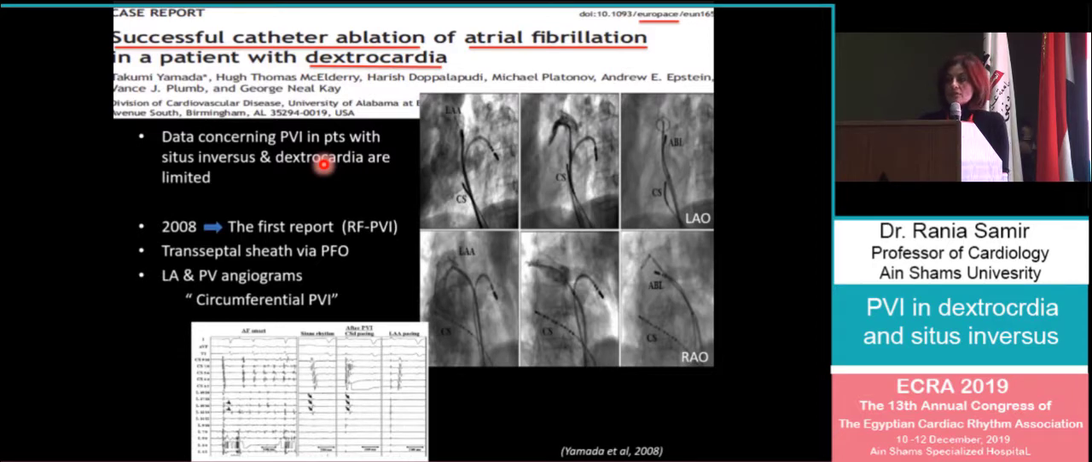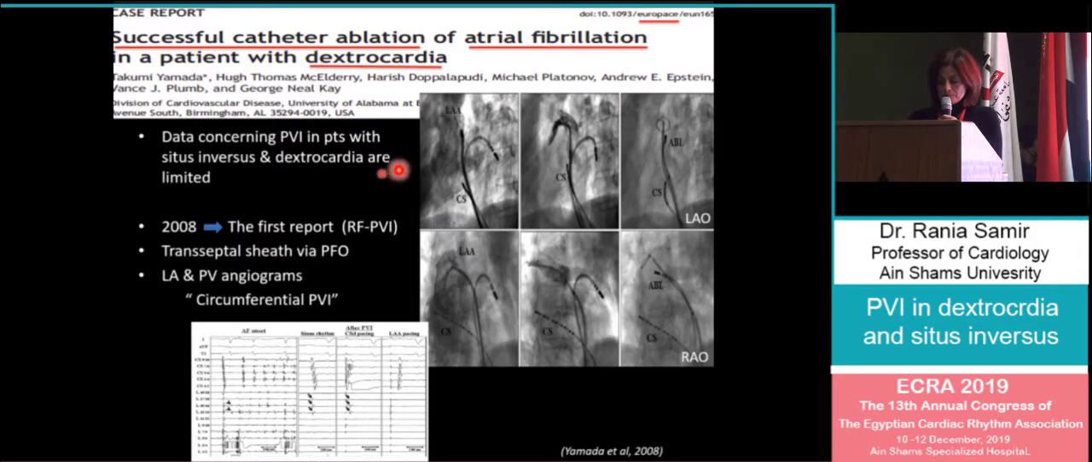They didn't use any other imaging modalities during this procedure, and they didn't do a transseptal puncture. Actually, they had a PFO, so they put their transseptal sheath through this PFO, and they used left atrial and pulmonary vein angiograms to understand the anatomy and the geometry of the left atrium together with the pulmonary veins.